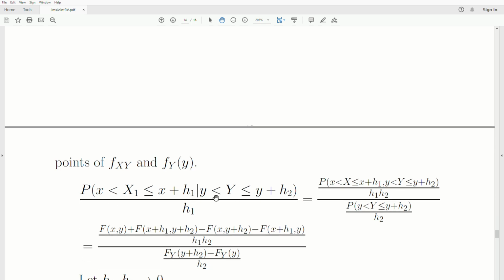And let's look at this probability. Now the conditional probability that x1, I could just call it x, is in this interval, given that y is in this interval, and we're going to divide by h1.